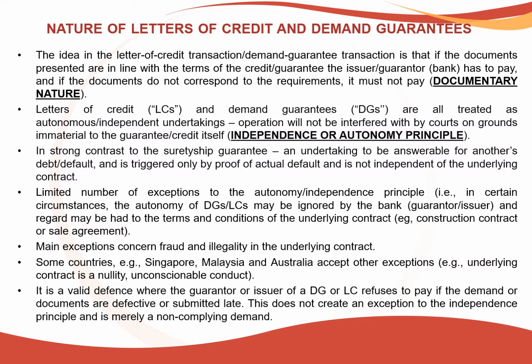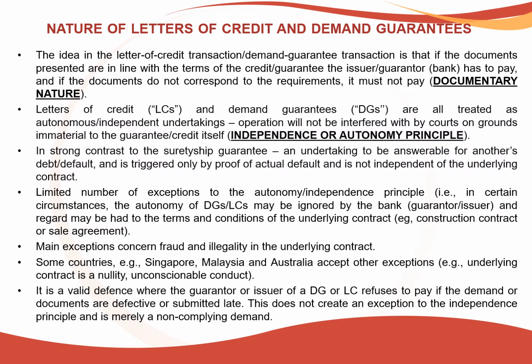Now, a limited number of exceptions to the autonomy principle of demand guarantees and letters of credit exist. In other words, in certain circumstances, the autonomy of demand guarantees and letters of credit may be ignored by the bank or the guarantor or the issuer, and regard may have to be had to the terms and conditions of the underlying contract. For example, in demand guarantees, it would be a construction contract, or in letters of credit, the sales agreement. Now, the main exceptions concern fraud and illegality in the underlying contract.